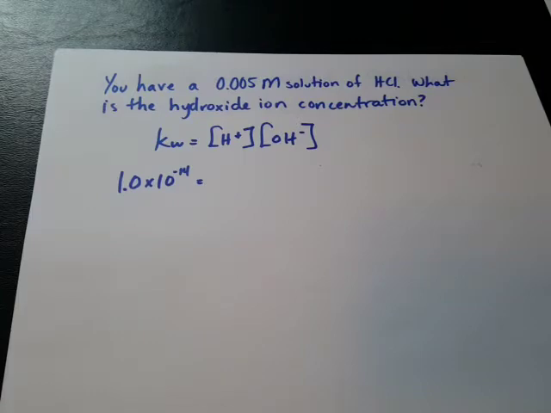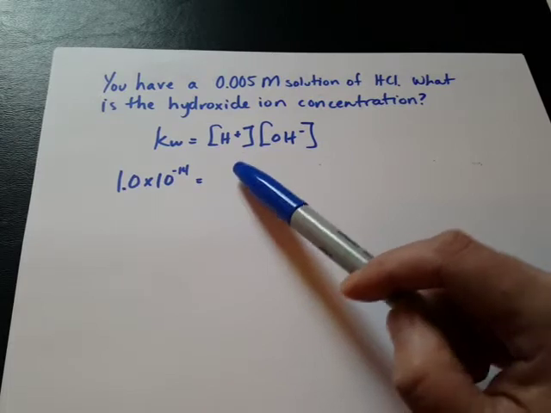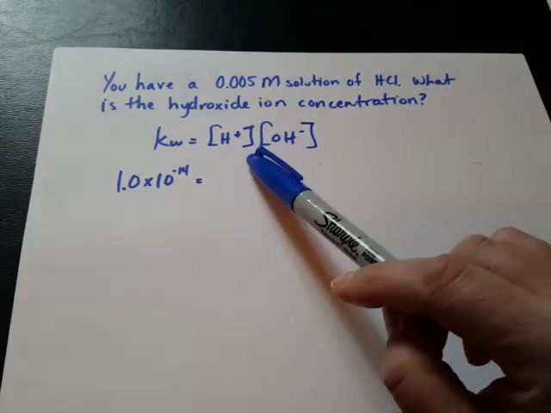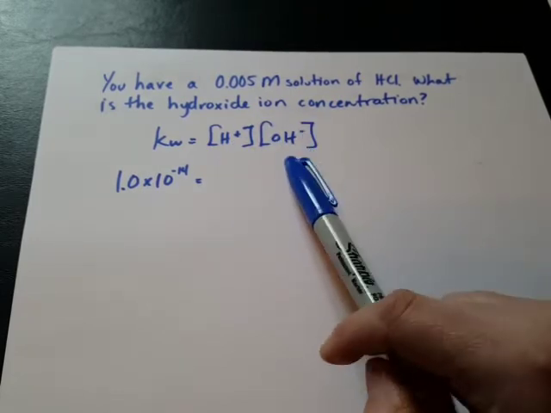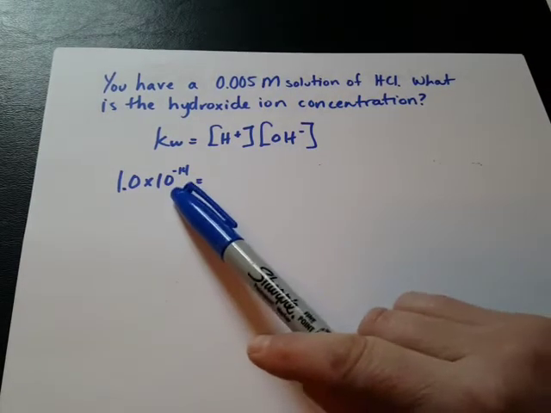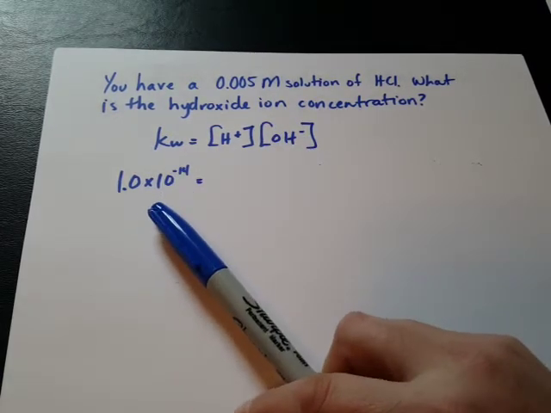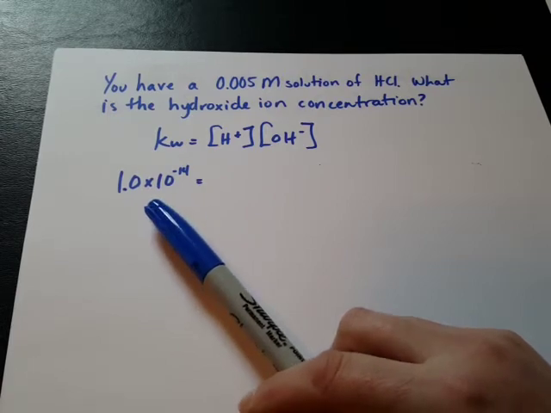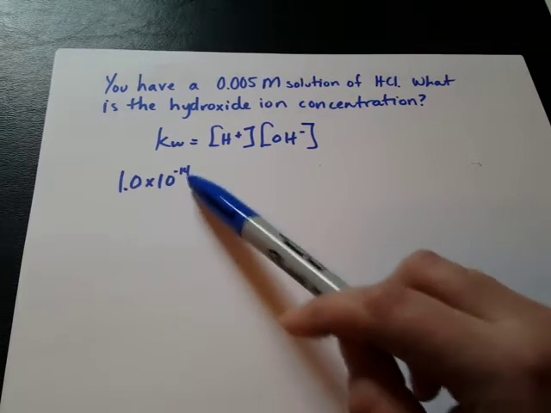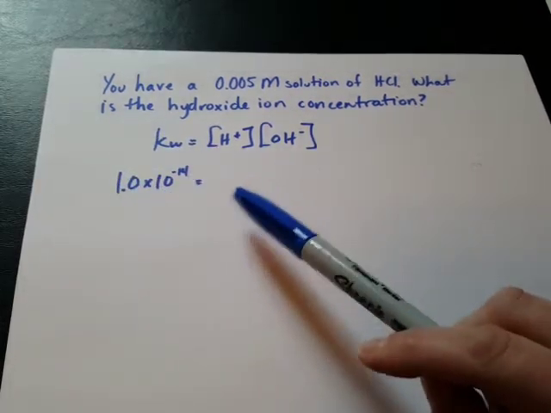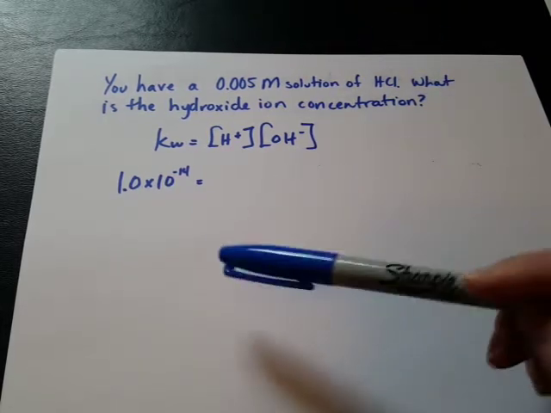So, we have our formula: Kw is equal to the product of the hydronium, or the proton, and the hydroxide. This is a constant, this equilibrium constant, 1 times 10 to the negative 14. It does not have units, and it's always this. Always, always, always. We always have this value for K at 25 degrees Celsius, at standard room temperature, or standard temperature and pressure.